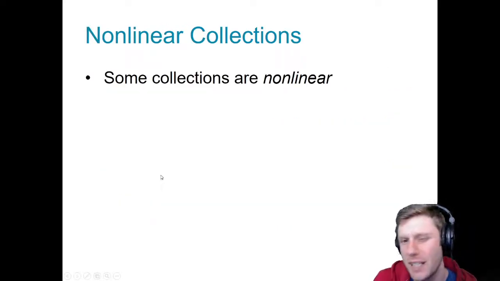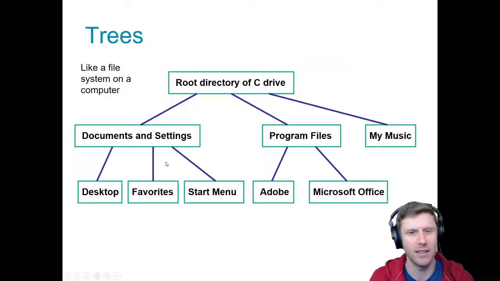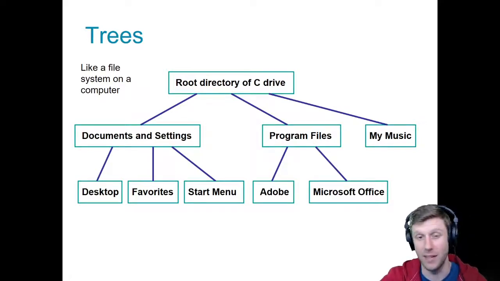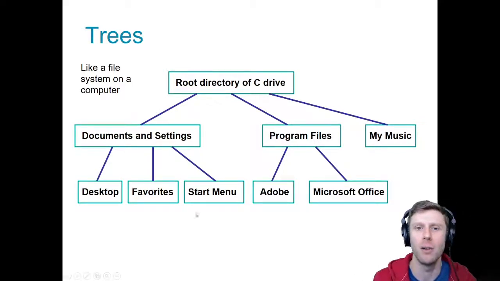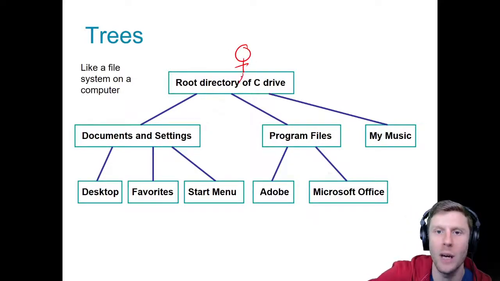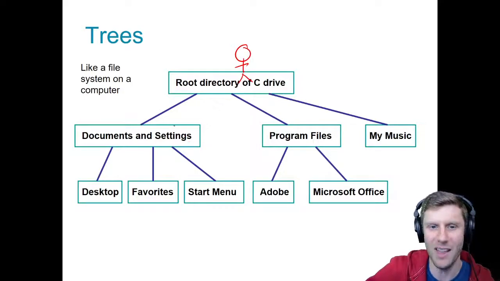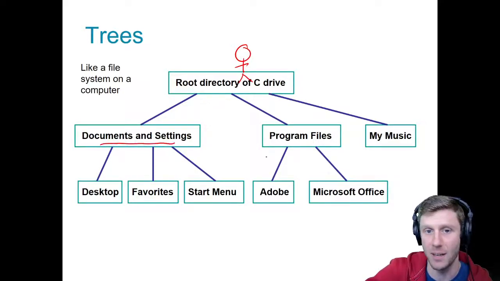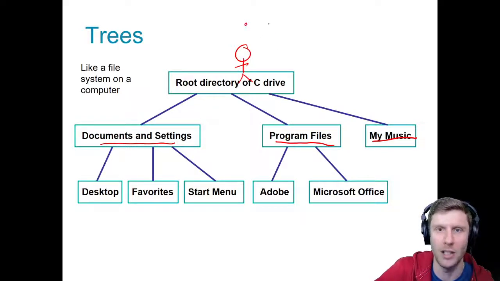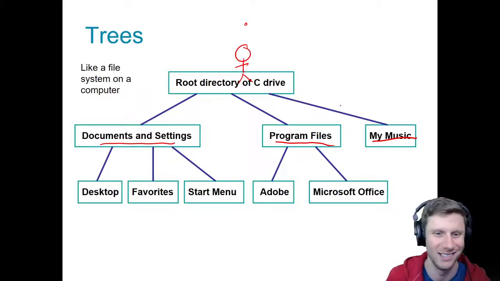And then there's nonlinear collections. These are things like trees and graphs. I mean, trees and graphs could be done in such a way that they are linear, but they can be nonlinear. So if I'm here at root directory, if I'm standing here and I ask you, well, okay, what comes after root directory? Well, that's not a simple question because it might be documents and settings or program files or my music. I don't know. So what comes next? Well, I don't know. So this isn't linear. It's not as simple as 1, 2, 3, 4. I've got a choice to make.